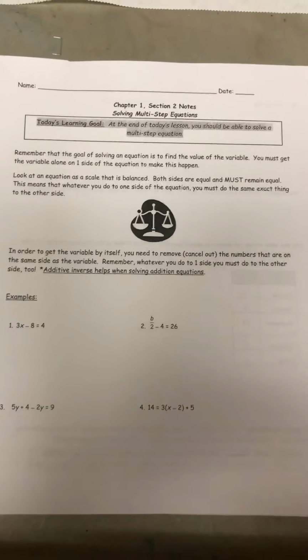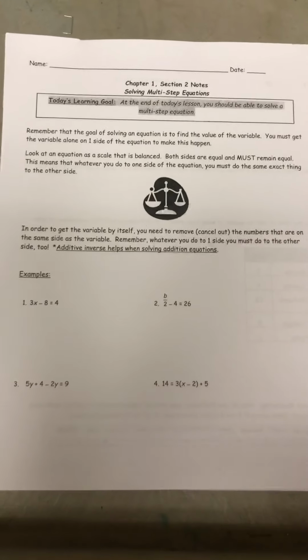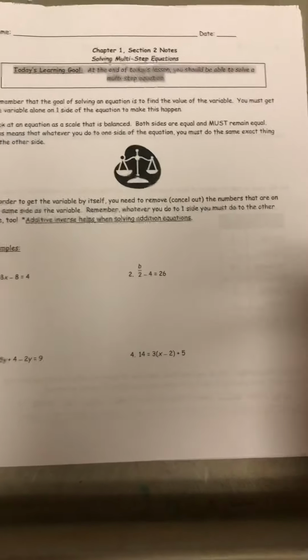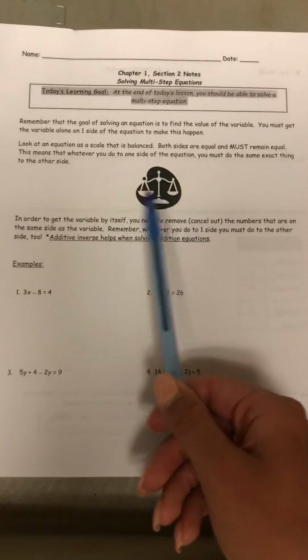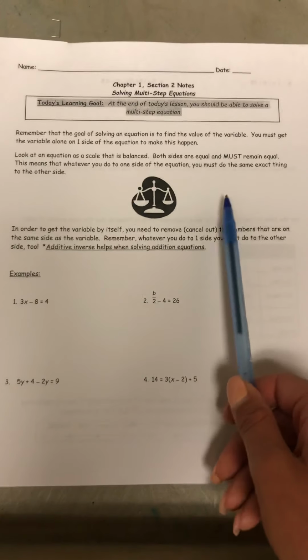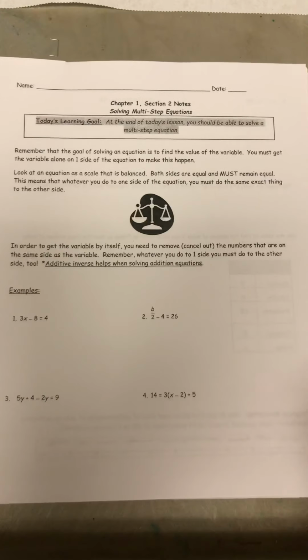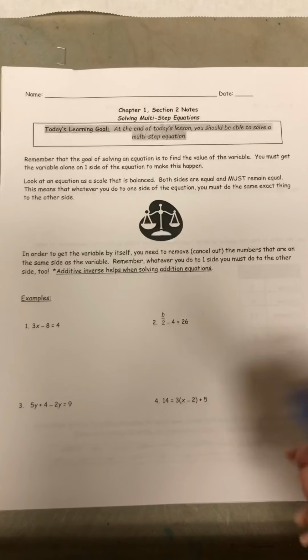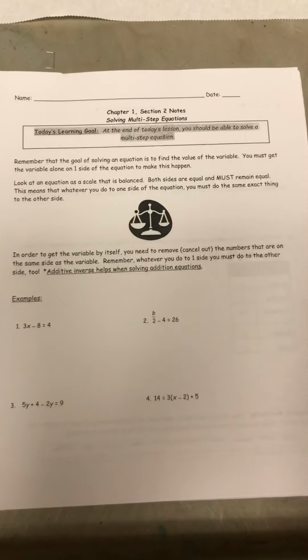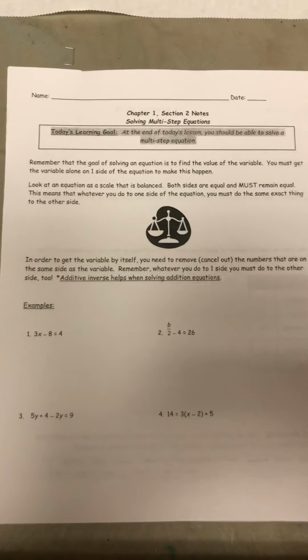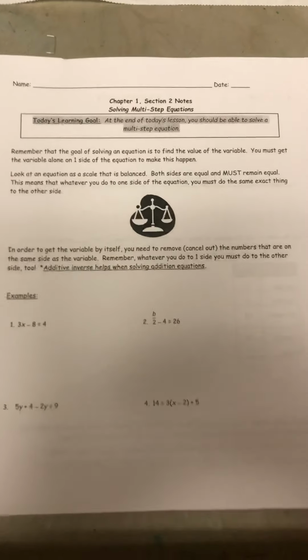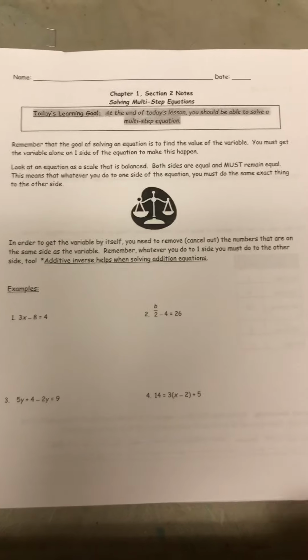We have to get it all alone on one side of the equation to be able to figure this out. If we think about an equation as a balance scale, both sides have to remain equal. So what you do to one side of the equation, you have to do to the other. Remember, if you want to get the variable by itself, you need to get rid of or cancel out the numbers that are on the same side as the variable. And again, what we do to one side, we do to the other.